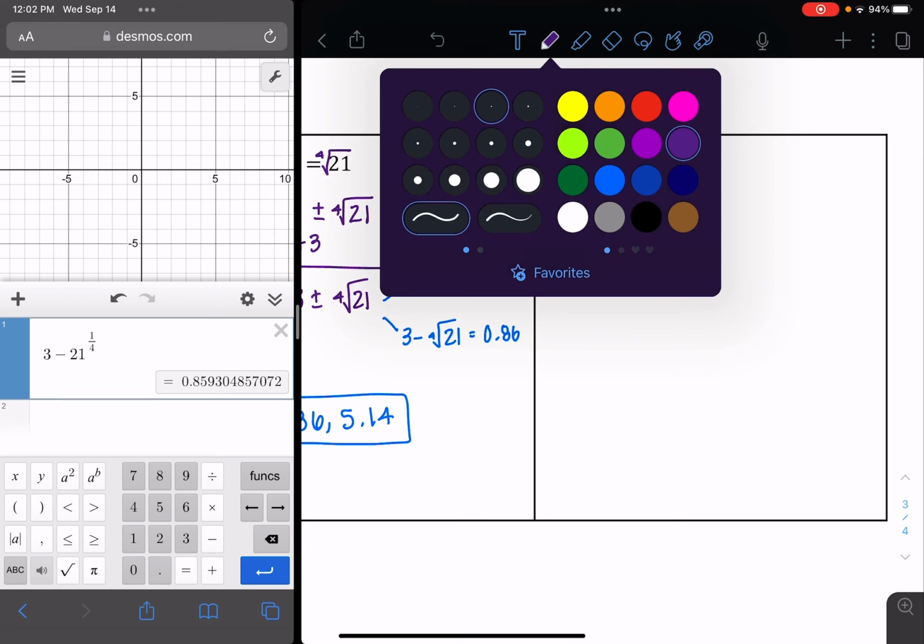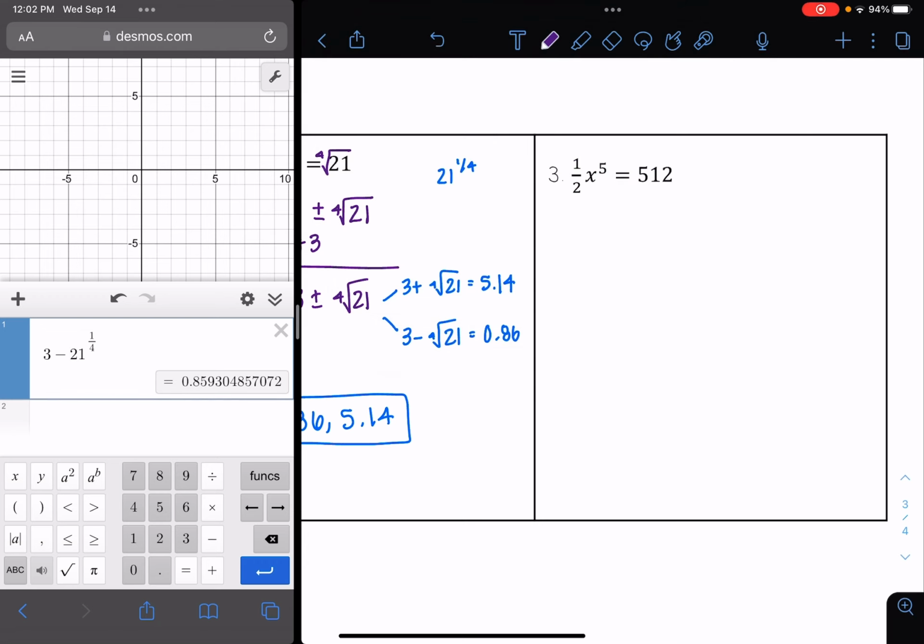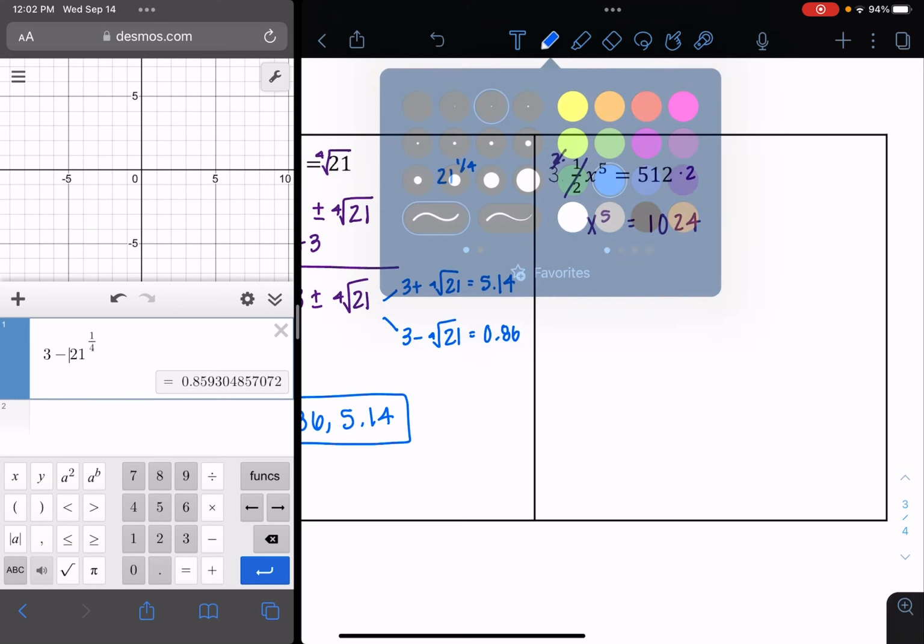Okay, looking at this last one, I have 1/2 x to the fifth is equal to 5/12. So first I want to get rid of that 1/2. To get rid of that 1/2, I can multiply both sides by 2. And so when I do that, I get x to the fifth is equal to 1024. And then I want to take the 5th root of both sides.